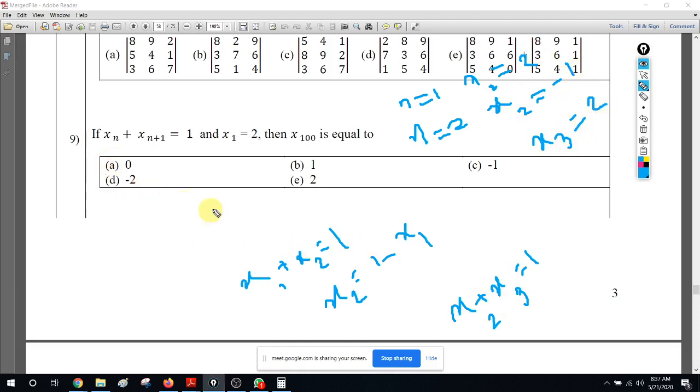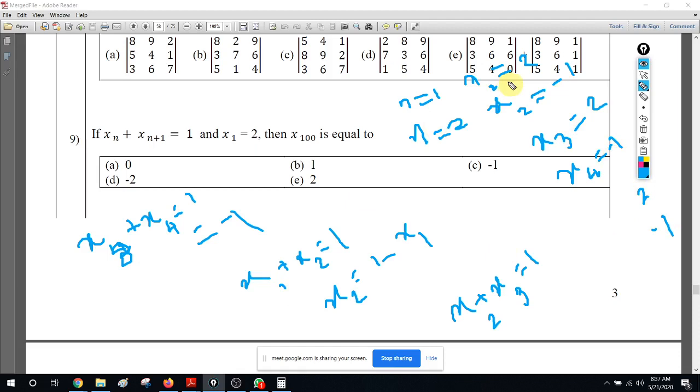Now let's say n equals 3: x3 plus x4 equals 1. Why do you need x4? We know that x3 is 2. Therefore, 1 minus 2 is minus 1. So x4 is minus 1. Now you can see 2, minus 1, 2, minus 1, likewise.